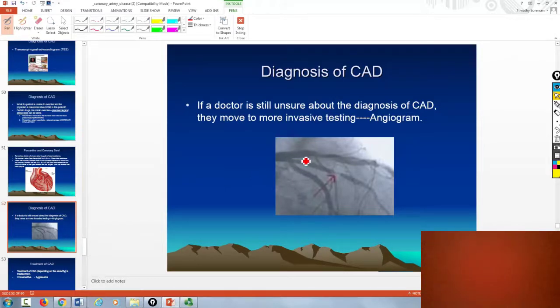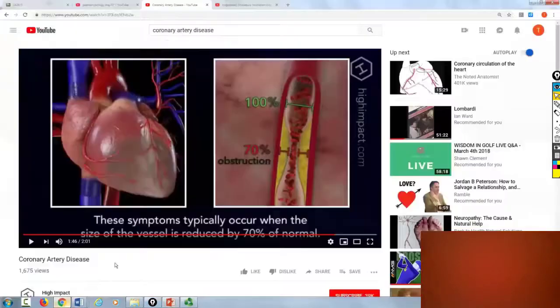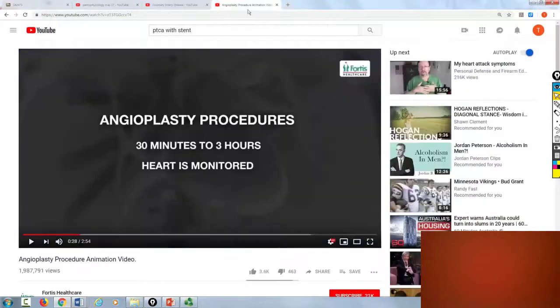And as you can see here, these are the coronary arteries, and they're nice and open. And then here, if you look, you can see where there's plaque buildup and narrowing. Now, if they identify these narrow coronary arteries, the cholesterol buildup, then what they do is an angioplasty.